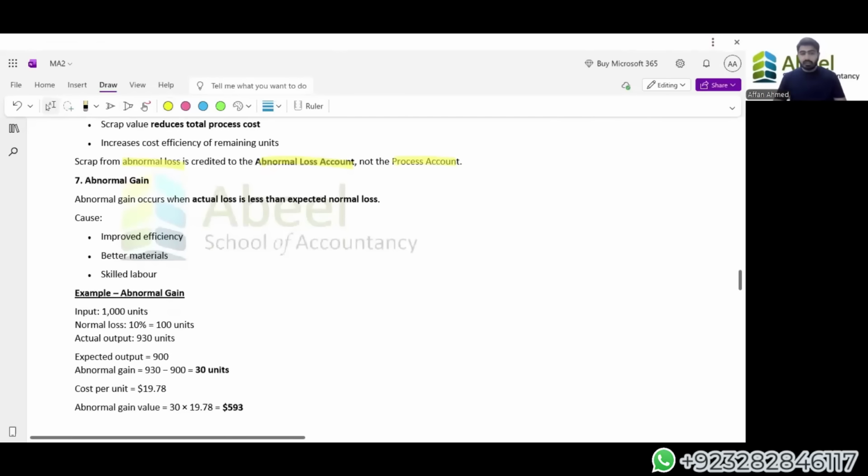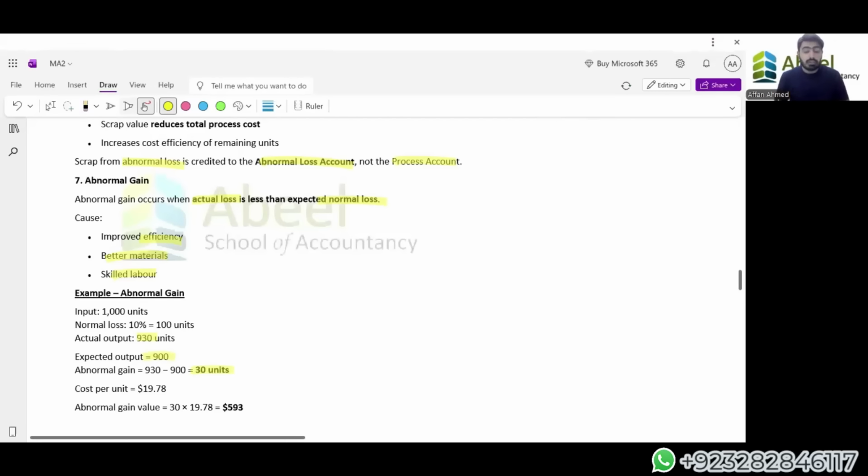Now, moving forward to abnormal gain. Abnormal gain is a little different. It occurs when actual loss is less than expected normal loss. It comes in because we have good efficiency, better material or skilled labor. I have shown you an example where we had 900 units expected output, but actual output came to be 930 units. That means 30 units were in excess of what we expected.